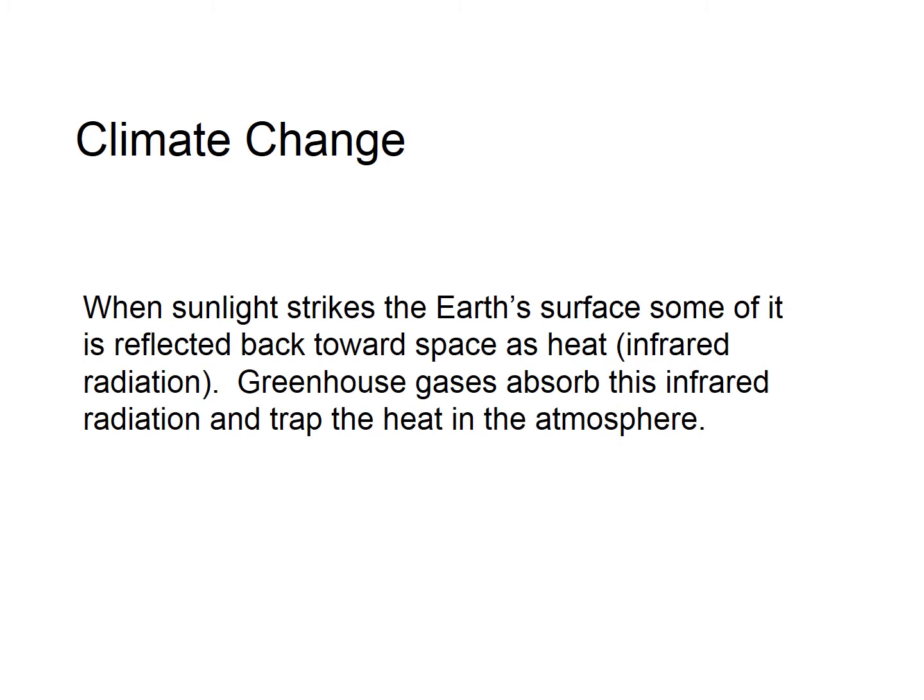So the greenhouse effect happens when sunlight strikes the Earth's surface and some of it is reflected back towards space as heat. So that's infrared radiation. That then gets re-reflected by the greenhouse gases in the atmosphere. So some of this is natural. The reason we have a livable planet is because our atmosphere has greenhouse gases that help keep our planet warmer than it otherwise would be. But what we're talking about with the greenhouse effect is going to be what we're adding to it. So what has been changing?